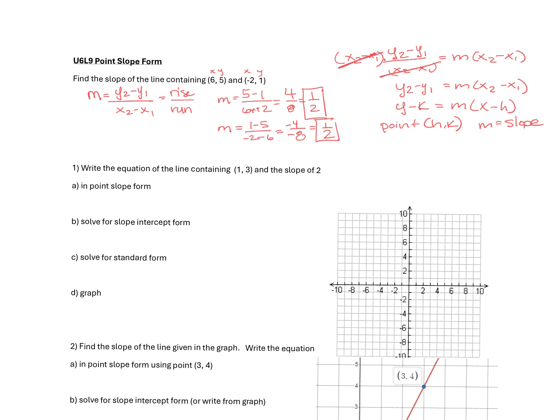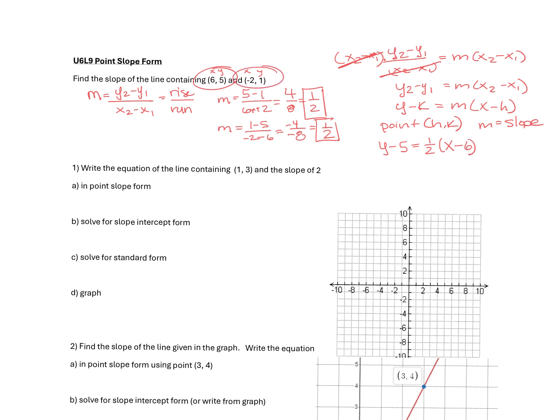So let's try writing it for this example using the (6, 5). So going back to my (6, 5), the equation of that line in point slope form would be y minus my y, so y minus the 5, which is the y of that coordinate, equals the slope 1/2 times x minus my h, or x minus the x of my coordinate, which in this case is 6.